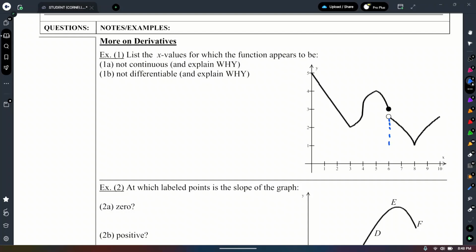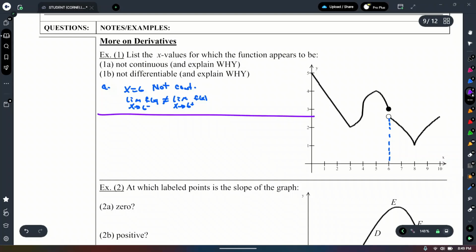Well, obviously, at x equals 6, so part A, x equals 6, this is not continuous. So we could say, we would call this function f of x, the limit of f of x as x goes to 6 from the left is not equal to the limit as x goes to 6 from the right of f of x. And so that's really all there is to it. And that's the only spot where the function is not continuous.